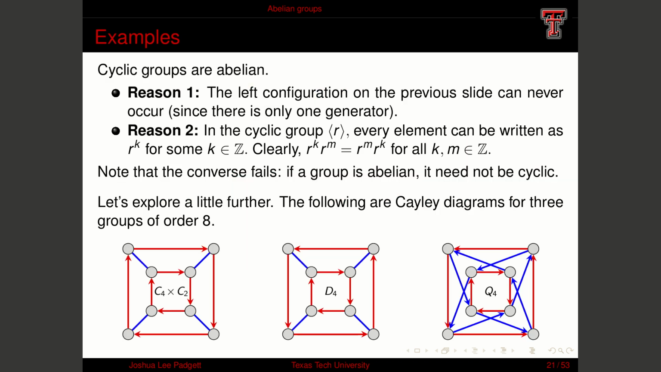All right. So cyclic groups are abelian. Well, why? For one, because the left configuration never occurs because there's only one generator, so there's only one color. And two, the more mathematical reason is every element inside of a cyclic group can be written as r to some power. So if I have two different elements, it's r to one power and r to a different power. Well, since r is the same thing in both places, it commutes with itself. All right, so the idea is any action commutes with itself.